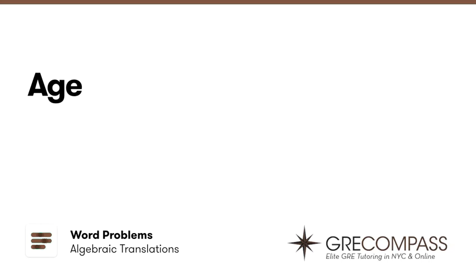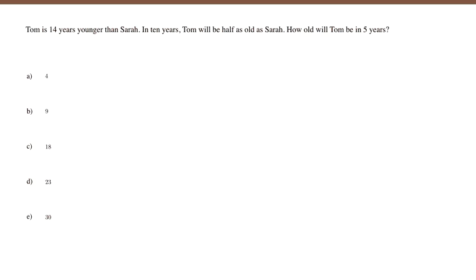In this lesson, we'll examine age questions. In age questions, you're given the relationships of the ages of two or more people and asked to determine the age of one of those people at some point in either the past or the future. In this specific question, we're dealing with two people.